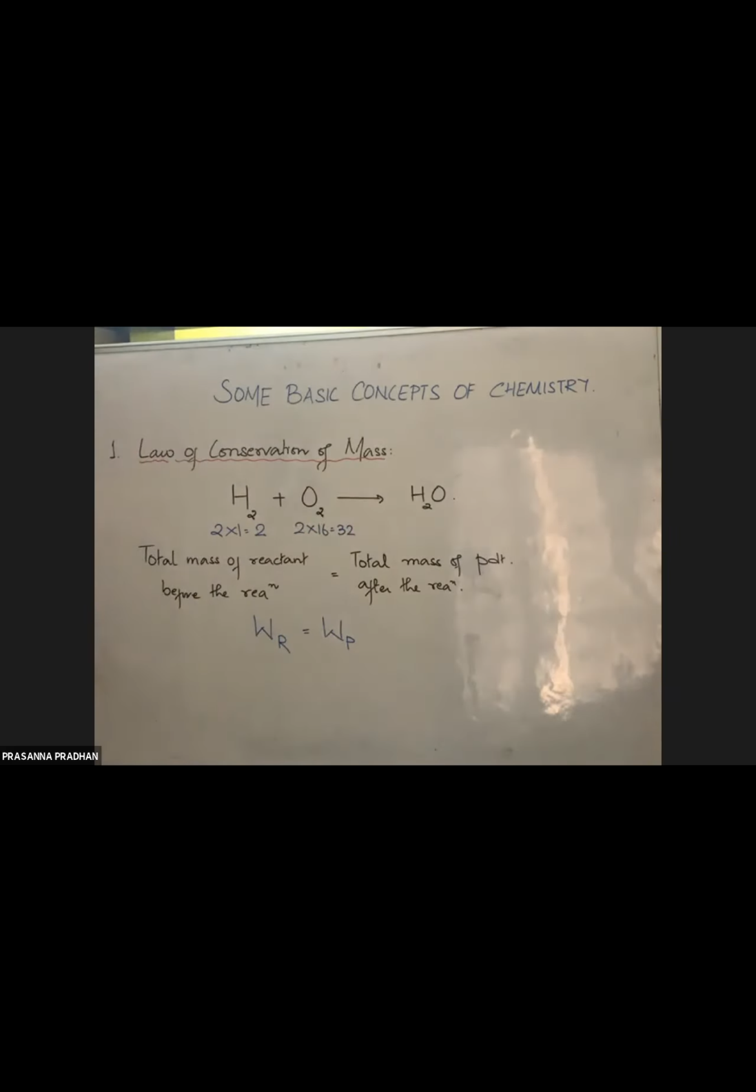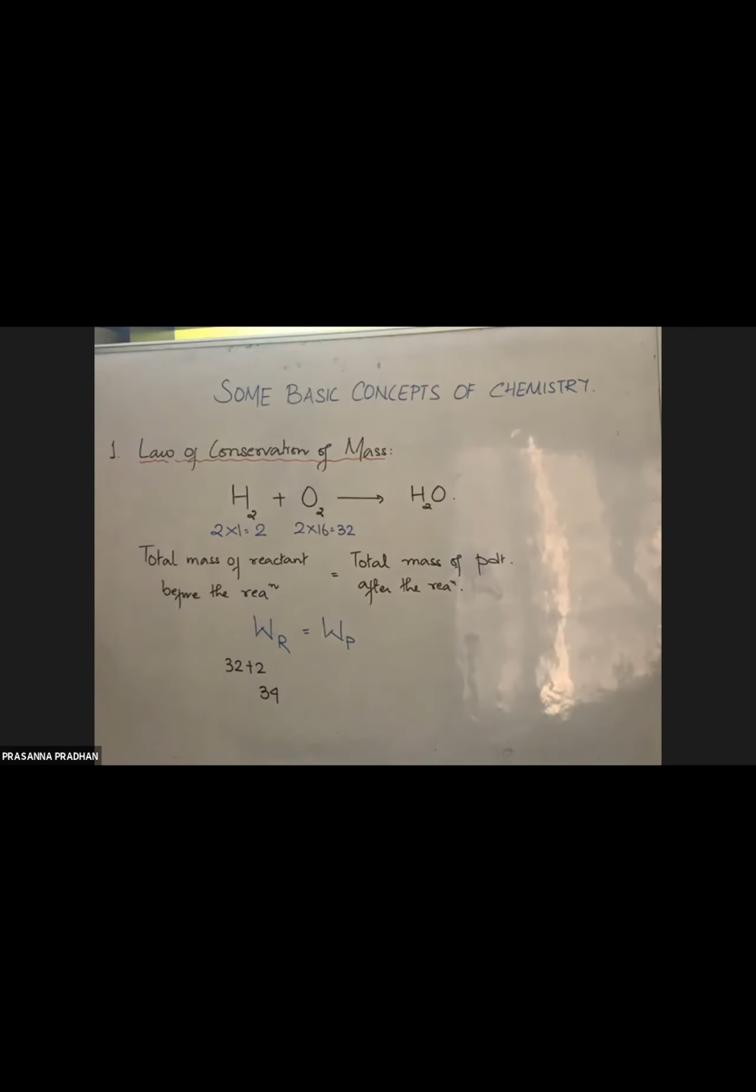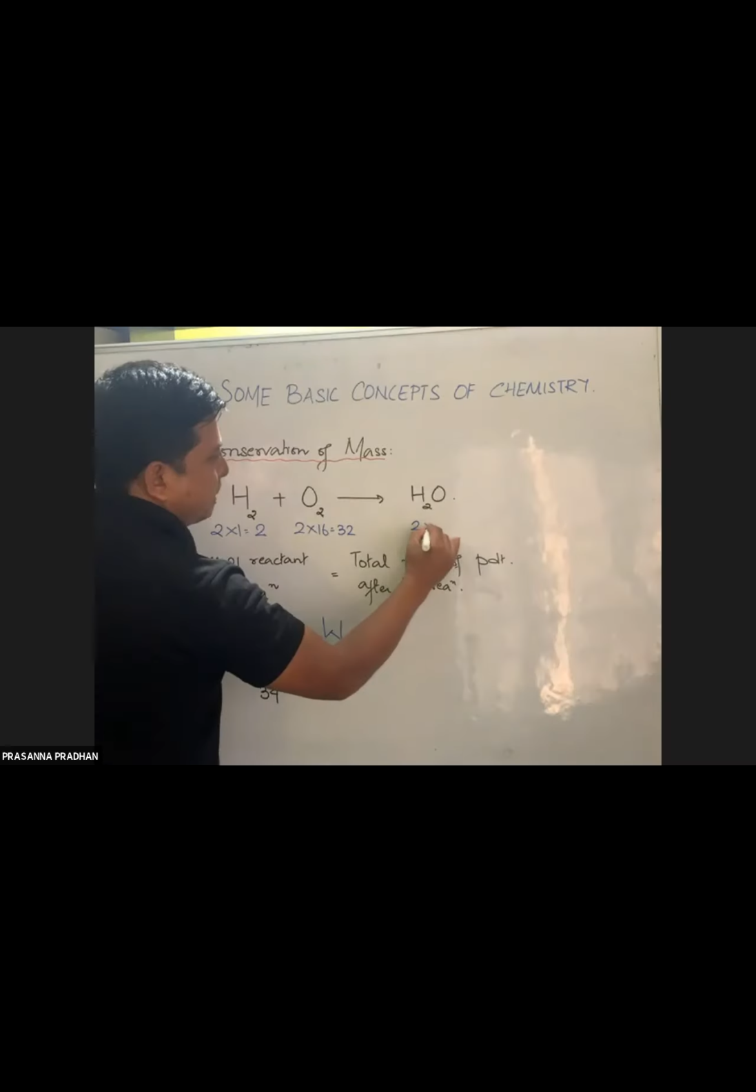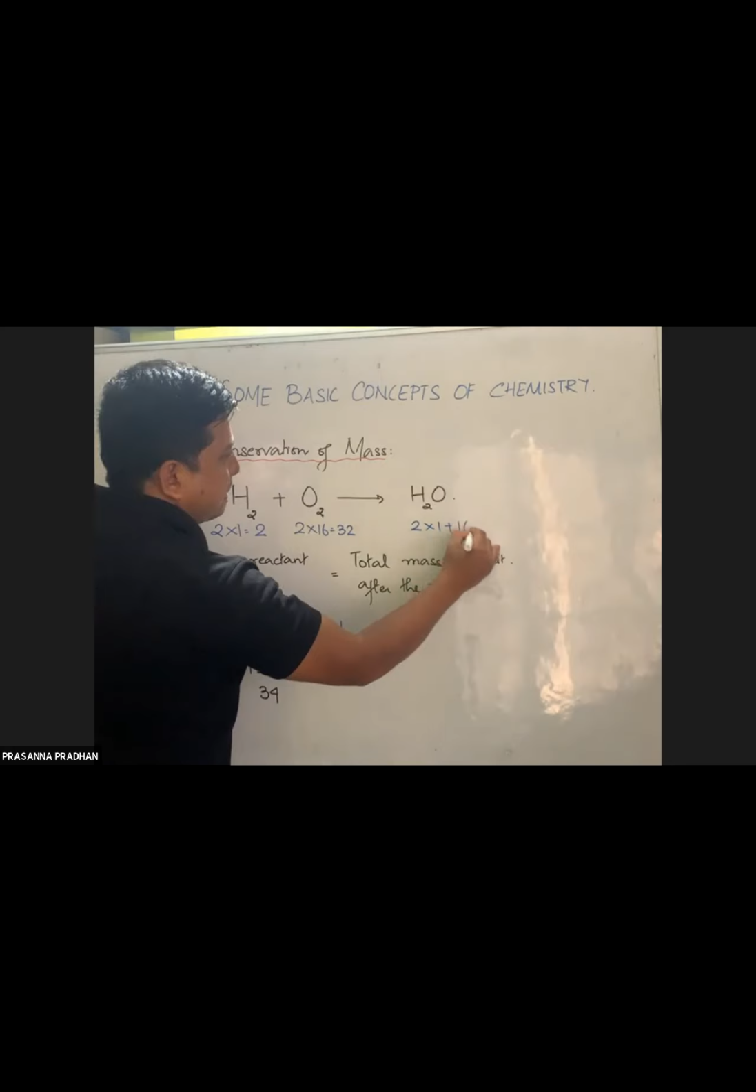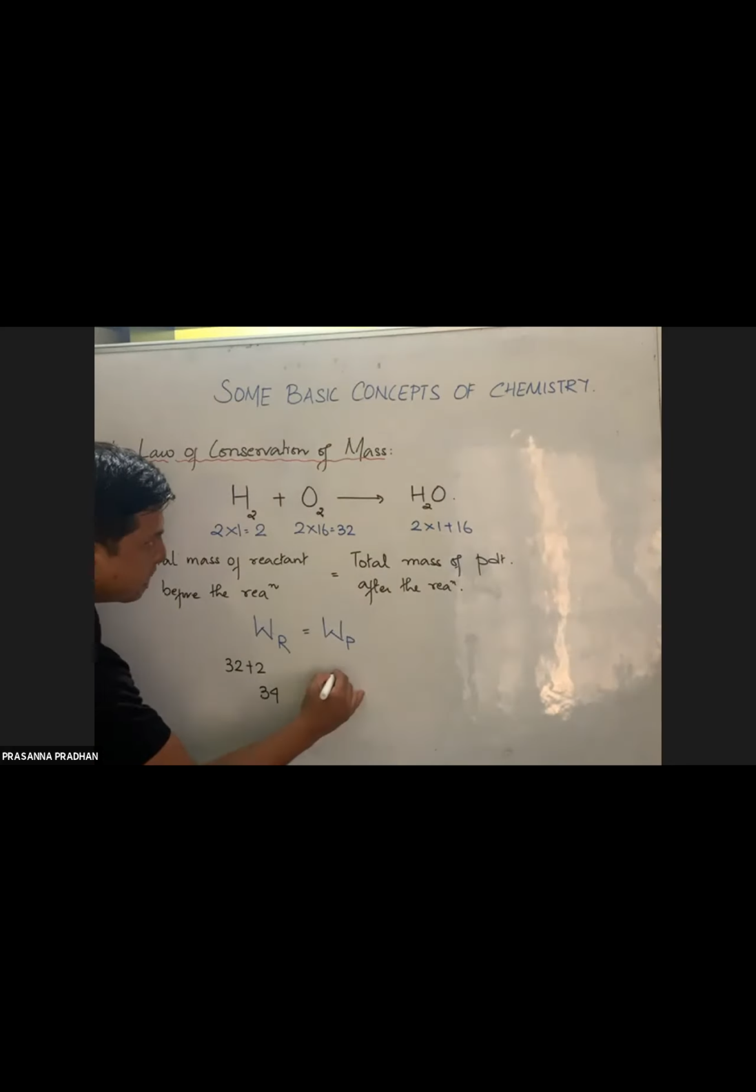Now, what is the total mass of the reactant out here? 32 was of oxygen and 2 was of hydrogen. This is equal to 34. Now what is the mass of the water out here? So 2 into 1 plus 16. So what is the weight of the product? 18. So I will put the unit here.